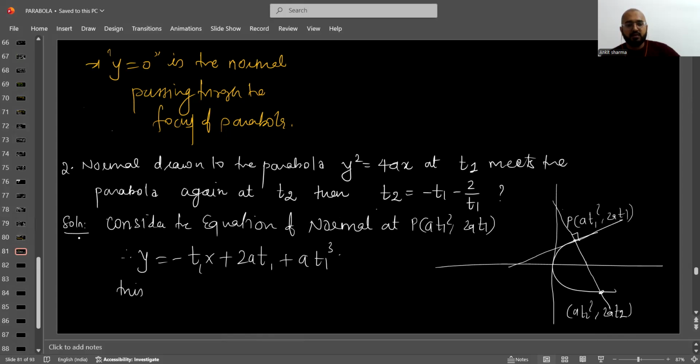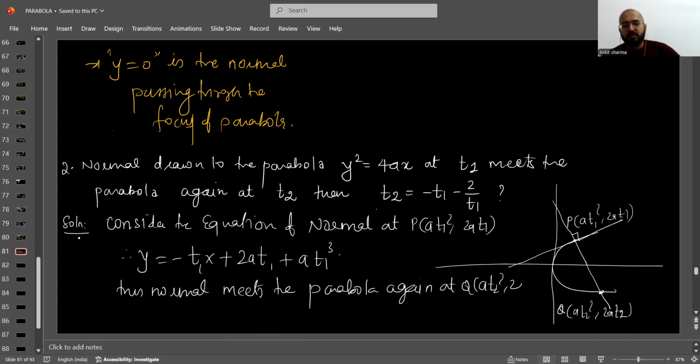Now this normal meets the parabola again at t2. We can imagine point Q, say a t2 square comma 2a t2. That means this point would lie on this normal. So let us say this is my equation star. Therefore a t2 square comma 2a t2 lies on star.